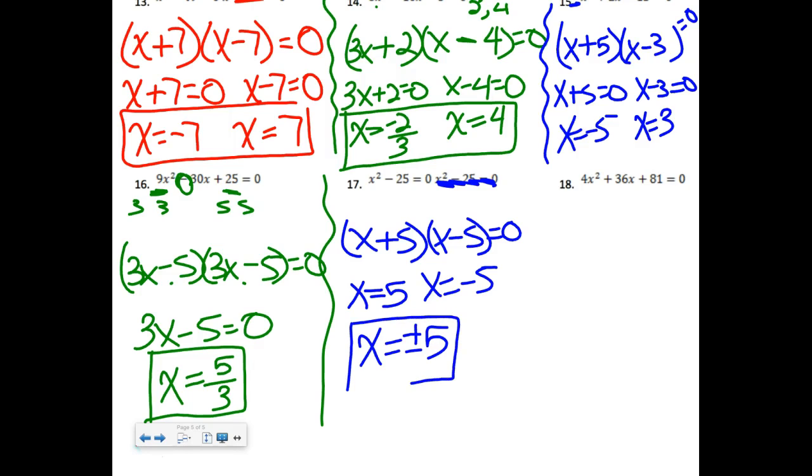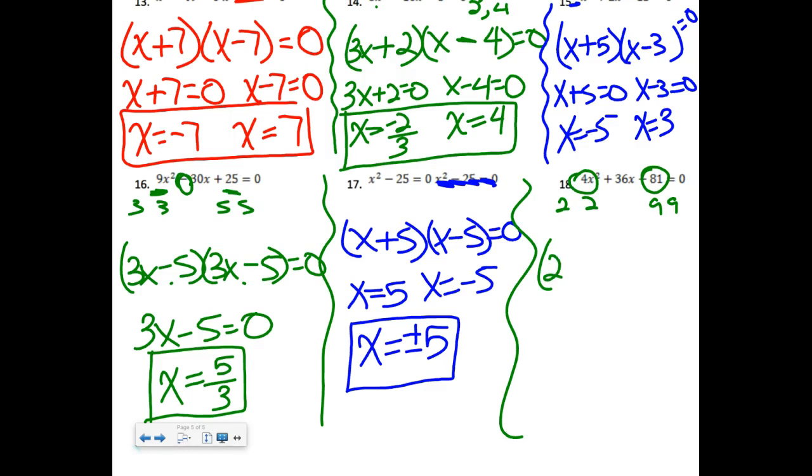Alright, our last one, I feel like I've zipped through this really fast. Our last one, I want you guys to notice again, perfect square, perfect square. So how I get 4 is I take 2 times 2. How I get 81 is 9 and 9.